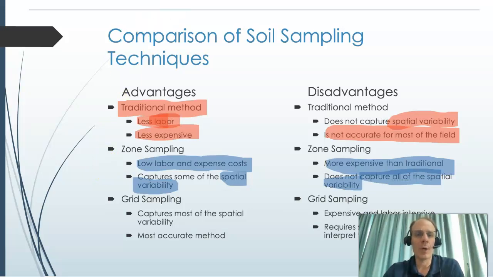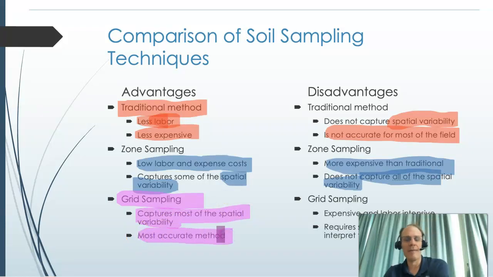The final one is grid sampling. Grid sampling captures most of the spatial variability, and it is a very accurate method for determining that variability within the field and developing sampling schemes or recommendation maps for applying fertilizer and other inputs. But grid sampling is expensive.